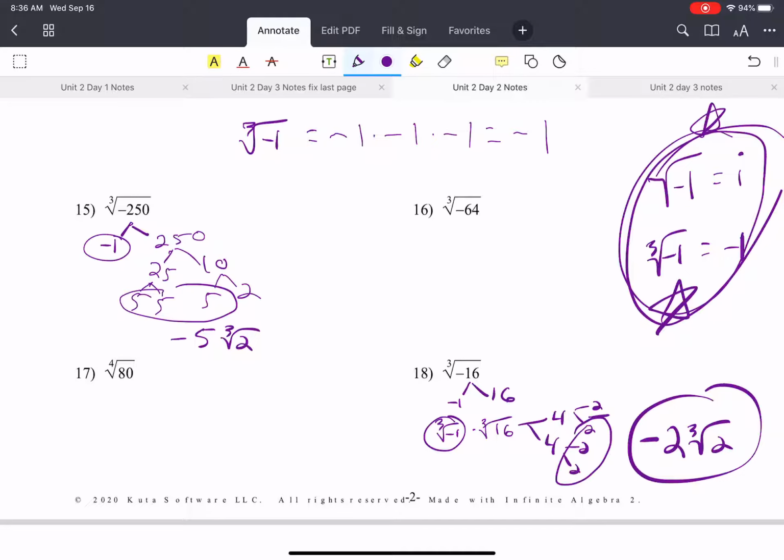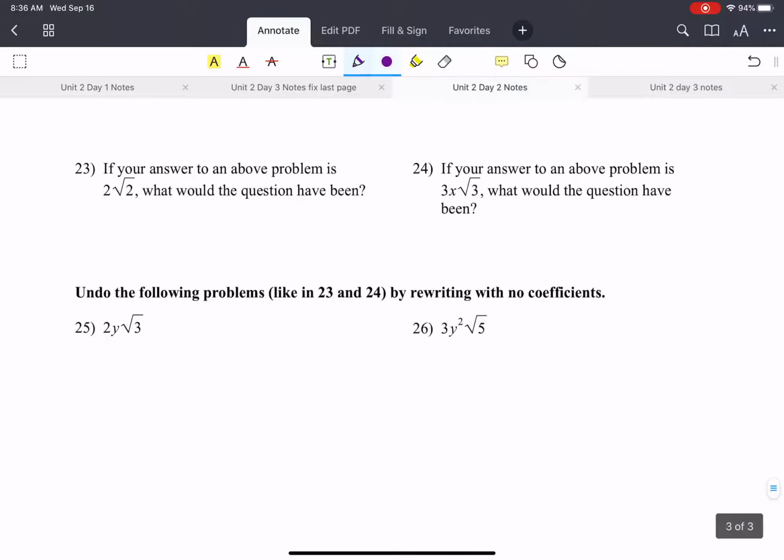Good? We have one more thing to talk about. Any questions? Okay, skip to the next page, and I want you to jump to 23. Okay, we're going to go backwards now. I'm saying the simplified answer was 2 square root 2. So that means I know that I'm trying to figure out what my number was inside the radical. If I have a leftover 2, that means I know that's that 2 right there, right? But if I had pulled out a 2, then how many had I grouped together inside the radical?